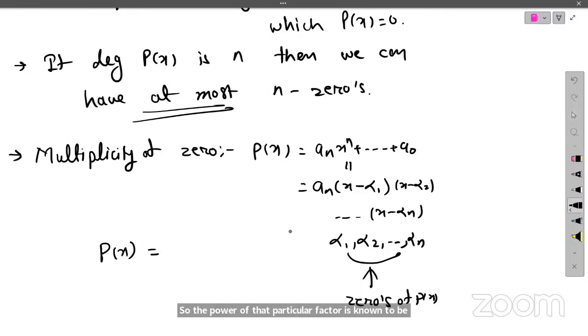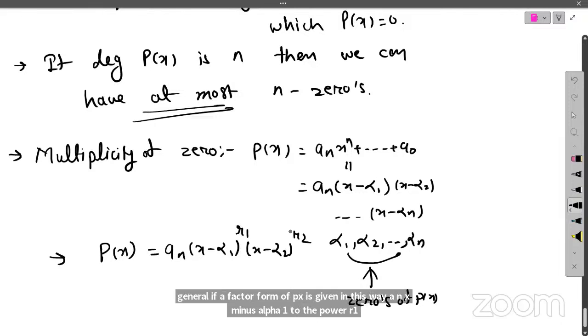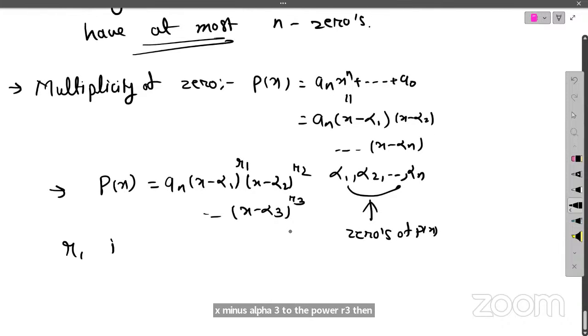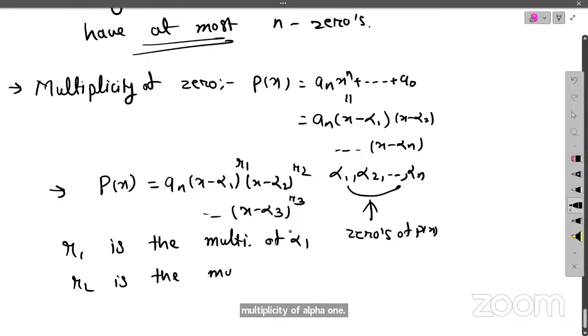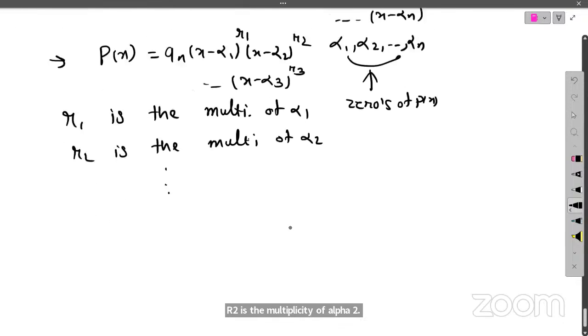So suppose in general, a factor form of p of x is given in this way: a n times (x minus alpha 1) to the power r1, (x minus alpha 2) to the power r2, and so on, (x minus alpha 3) to the power r3. Then here r1 is the multiplicity of alpha 1, r2 is the multiplicity of alpha 2, and this way we can easily compute the multiplicity of each of the zeros.